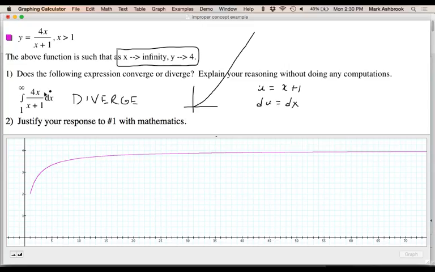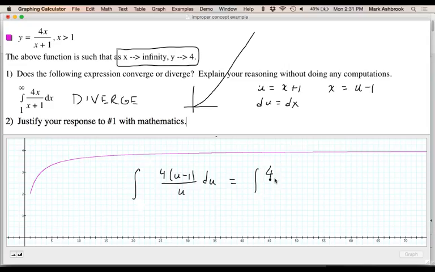And we're going to need what x equals, right? X equals u minus 1. So this is a good way to do it, and we'll get 4 times (u minus 1) all over u du. And how can we solve that? You've got to change your limits. I'll just leave the limits off in the u, and we'll change back afterwards. So how do we do this?